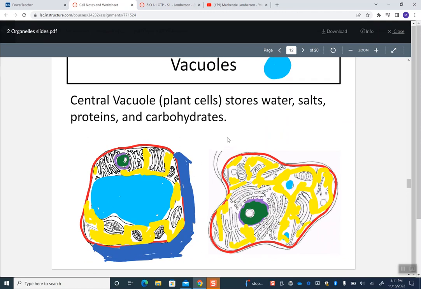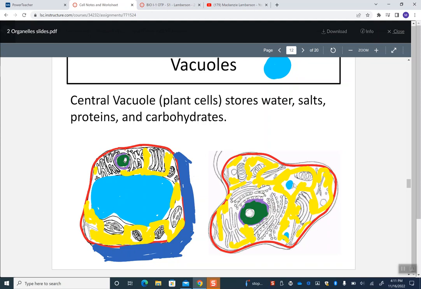Now we have vacuoles, and these are a little bit different between plant and animal cells. Vacuoles are located in both plant and animal cells, but they look very different depending on what cell they're in. The vacuoles store water, salts, proteins, carbohydrates, and in a plant cell, they have a big central vacuole, and this gets filled with water, and it helps provide rigidity to the cell to keep everything in place, helps provide structure and storage for these necessary things.